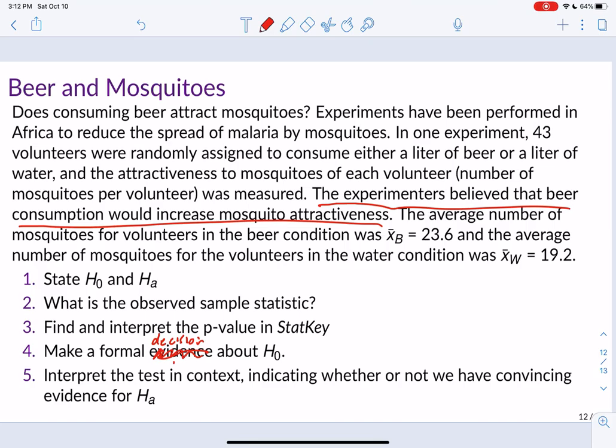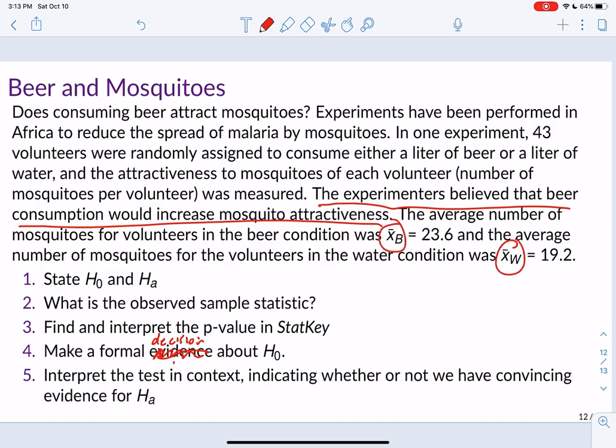And the average number of mosquitoes for volunteers in the beer condition was 23.6, and the average number of mosquitoes for the volunteers in the water condition was 19.2. State the null and alternative. Hopefully, in this case, you've noticed that it's a difference in means. But as a reminder, we have both of these means stated. We're interested in their difference.